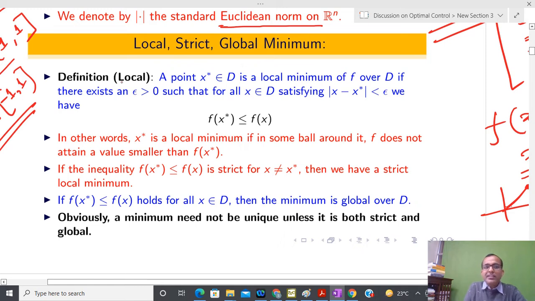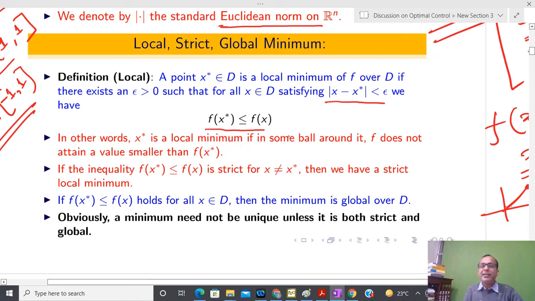So what is the definition of local? A point x star that belongs to D is a local minimum of f over D if there exists an epsilon such that for all x in D that lie in this ball, this kind of inequality will be true.